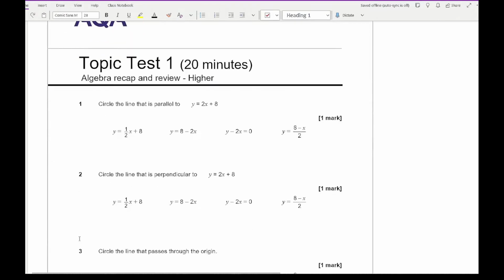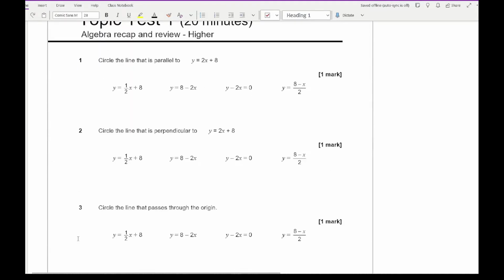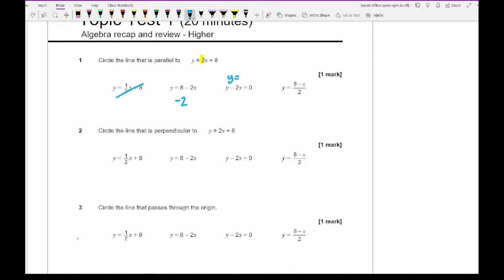Looking at the first question, it says circle the line that is parallel to y equals 2x plus 8. What you're trying to do is find an equivalent equation where the gradient is positive 2 when y is the subject, not 2y. This one is not going to be the case because the gradient is a half. With this one, the gradient is minus 2. With this one, when we rearrange the formula to make y the subject, we get y equals 2x. So, without being too obvious, this one is going to be our correct answer.